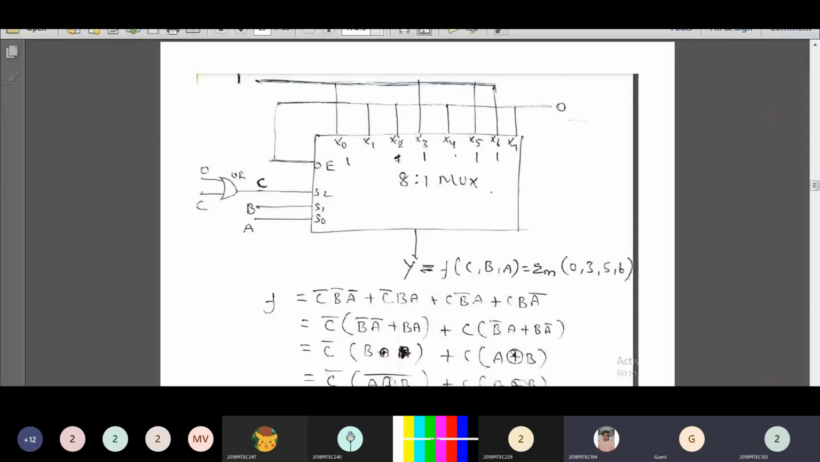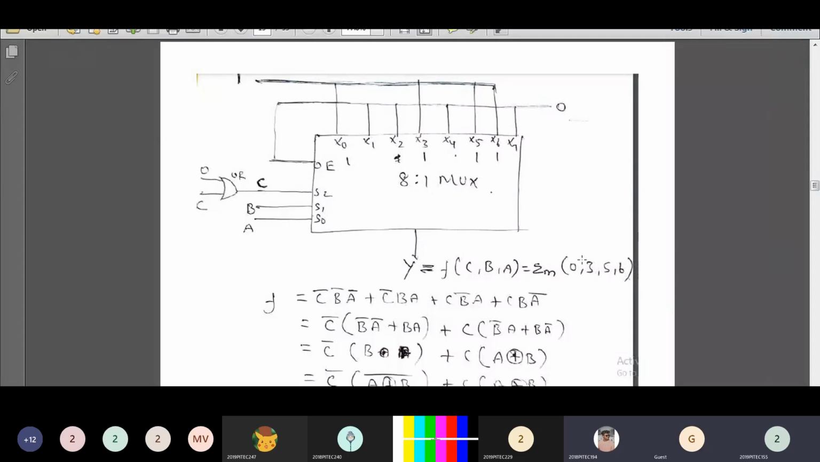Okay, x0, x3, x5 and x6 is connected to 1. That's why we have written the minterm as summation of minterms 0, 3, 5 and 6. Okay, f is equal to, now we are going to write the minterm representation for these numbers.